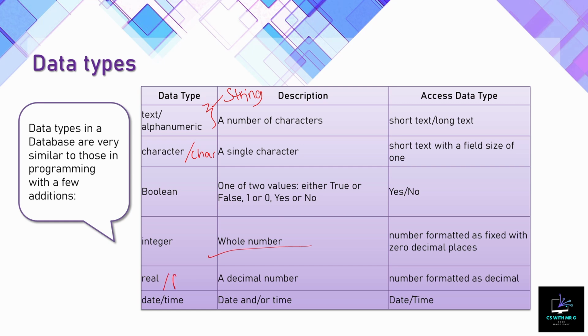And then a real, also known as a float, are decimal numbers, which will be a number that includes a decimal point. And then finally, a little different to programming, we actually have date and time as a specific data type, where we can declare a field itself as a date and time to make sure that data is entered in this format. And again, we will see many examples using this data type in the future.